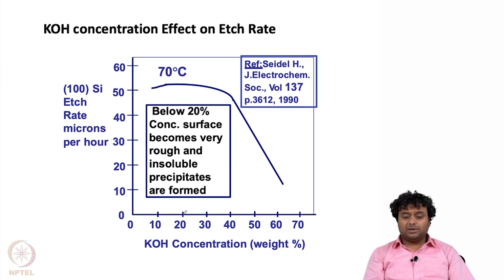So if it is below 20%, then the etching rate is very high, it is very aggressive etching, and in that case, because of aggressive etching, the surface also becomes very rough, right. So the RMS roughness, or if we calculate the roughness of the film, will be very high, and in that case some reaction products will precipitate, because those are insoluble in the solution.